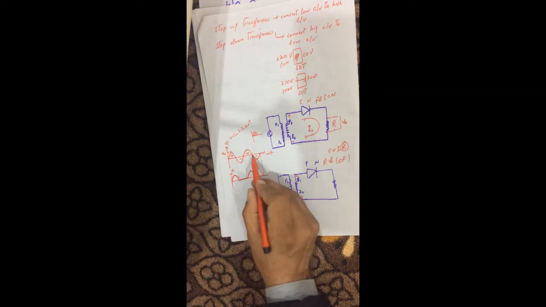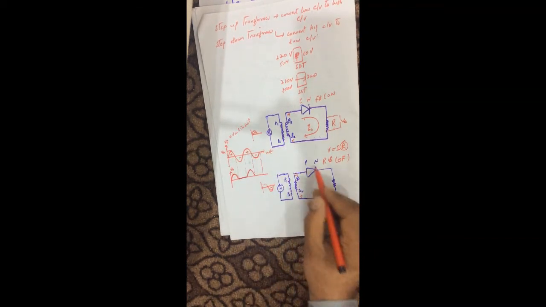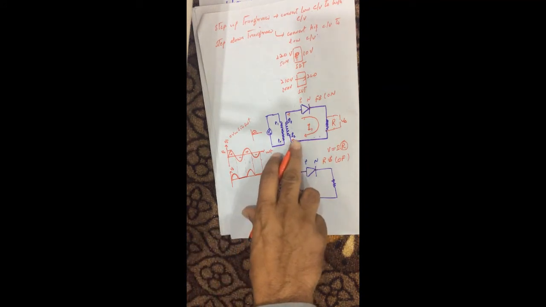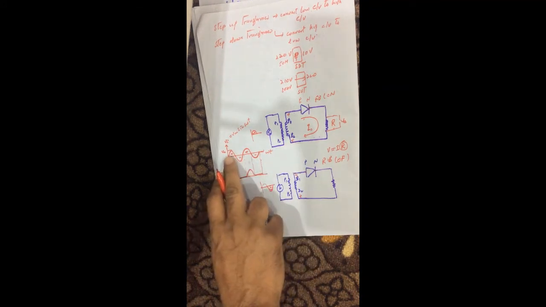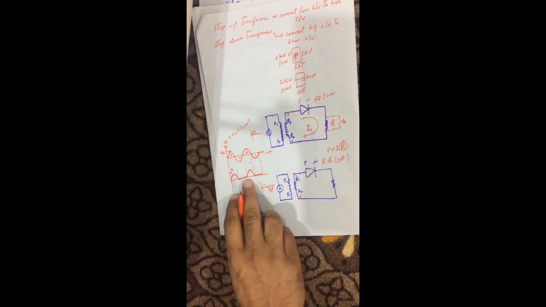And then we have again the negative half cycle. Once the negative half cycle reaches here, then again we have this situation. So the diode becomes reverse biased, so it blocks the negative half cycle, so there is no current. So this rectifier basically allows the positive half cycle and blocks the negative half cycle.